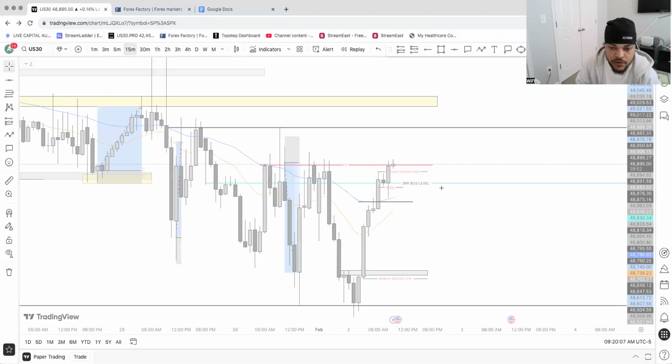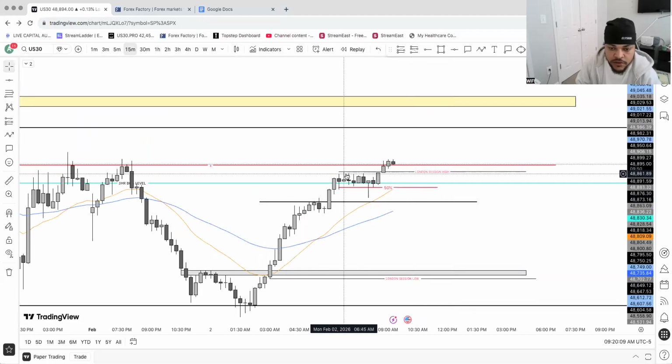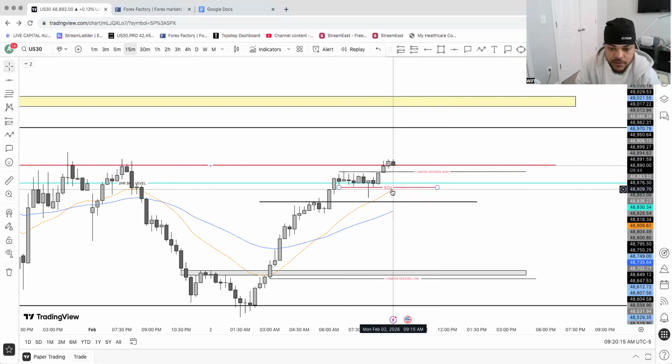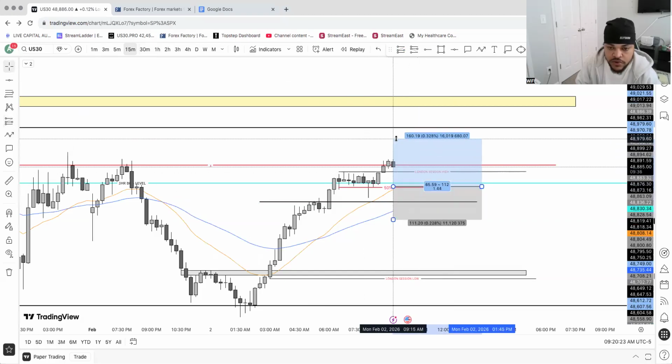We do see on the 15-minute how we had a lot of rejection at this London session high and then eventually broke above it. Haven't got that retest yet. And then we have EMAs here as well. So we could come back to retest these EMAs that haven't been tapped yet. So I do think that the 50% level will be something pretty well.